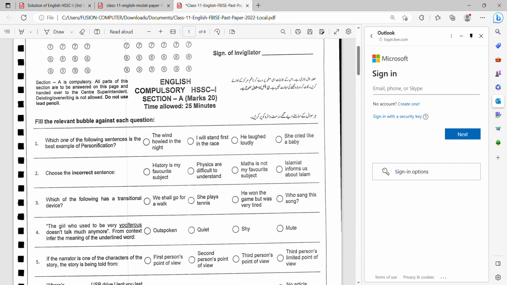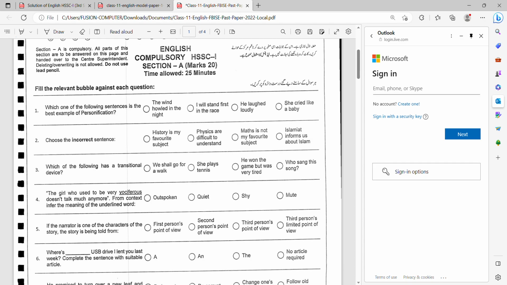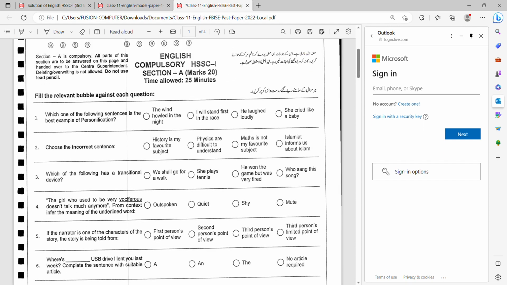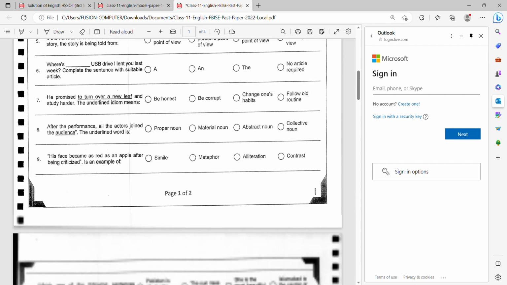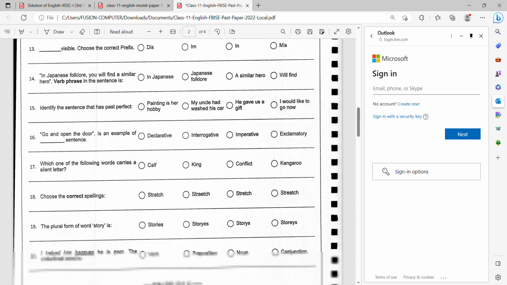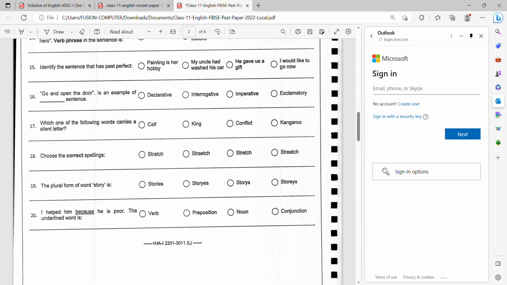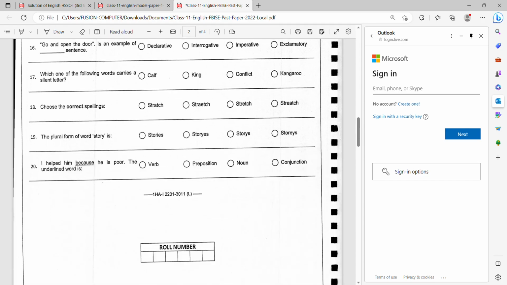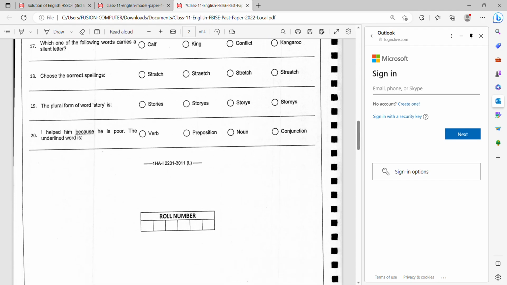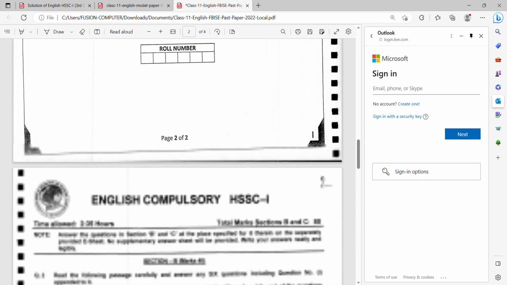Let's get started. Here you can see, students, it is your MCQ paper, and it carries 20 MCQs in total, 1 mark each, and you are allowed 25 minutes for this. But at the end of this question paper, you also have to put your roll number at the bottom.